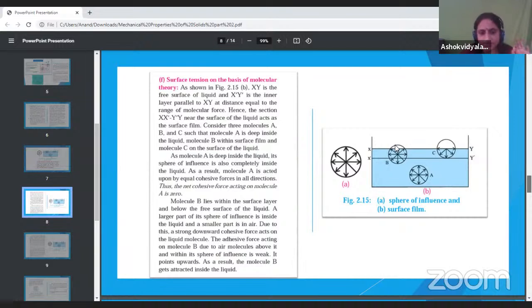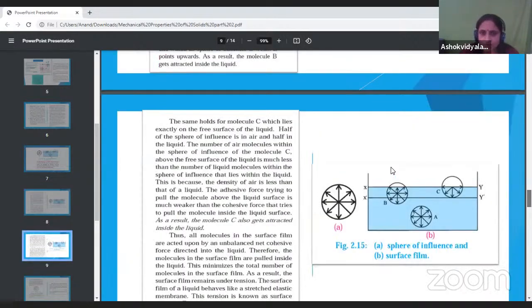and within its surface of influence is weak. त्यामुळे ह्याचा surface of influence काय झाला, कमी आहे, weak आहे. It points upward and as a result molecule B gets attracted inside the liquid. Cohesive force, that is the liquid force जास्त असल्यामुळे तो काय आहे, as a result the molecule B gets attracted inside the liquid. त्यामुळे जास्तीत जास्त हा डाउनवर्ड फोर्स ना अट्रॅक्ट होणार आहे इनसाइड द लिक्विड.